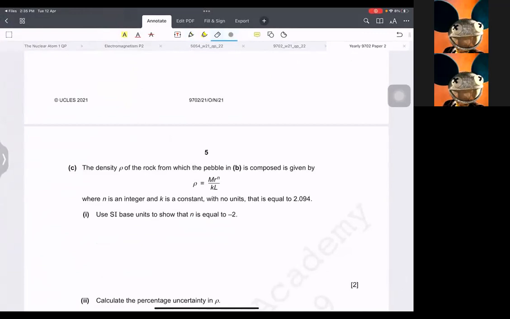Now, the density of the rock or the pebble is composed by this equation, where n is the integer and k is the constant with no units. Using the SI base units, show that n is equal to minus 2.